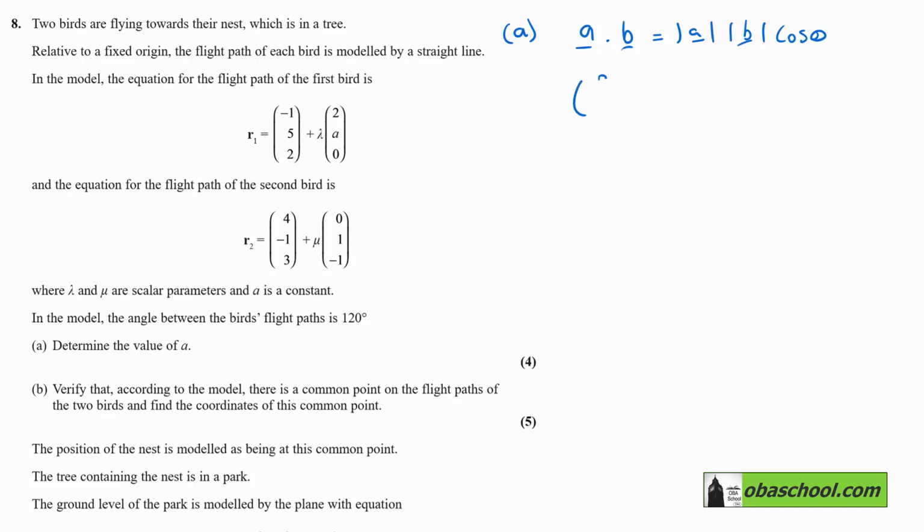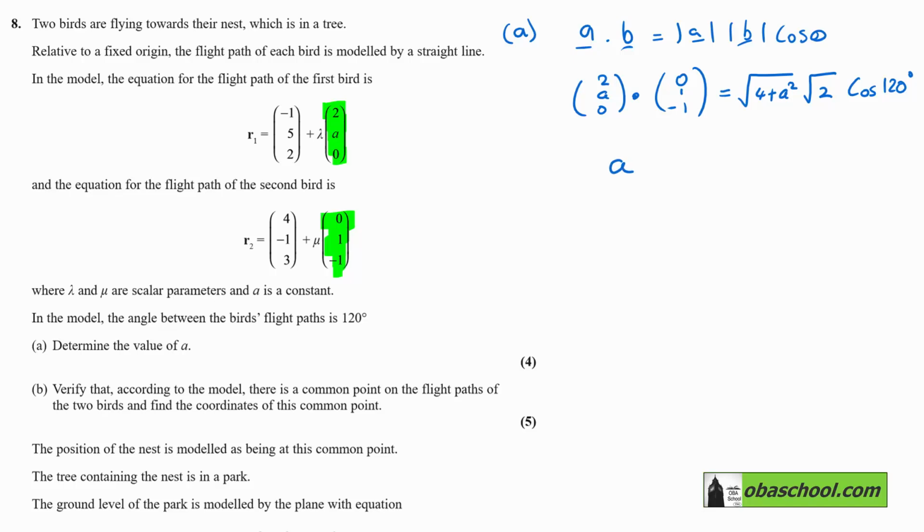Now here we have (2, a, 0) dot (0, 1, -1) for the dot product. And then the magnitude of a. Remember, we are only looking at the directions here. So that is going to be the square root of 2 squared plus a squared. And then we'll have the square root of 1 squared plus 1 squared. And then we have the cosine of 120 degrees.